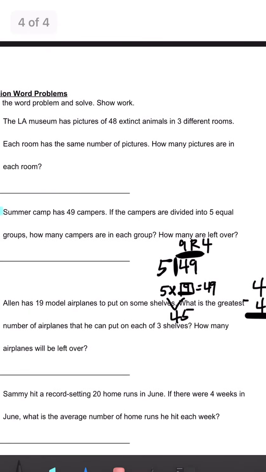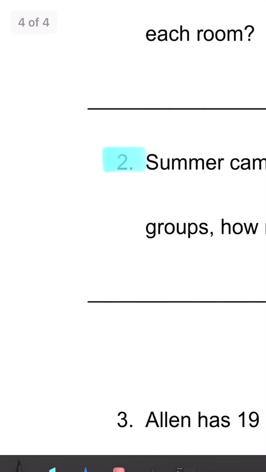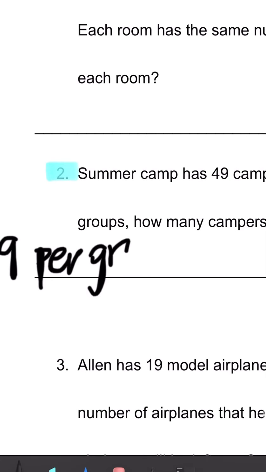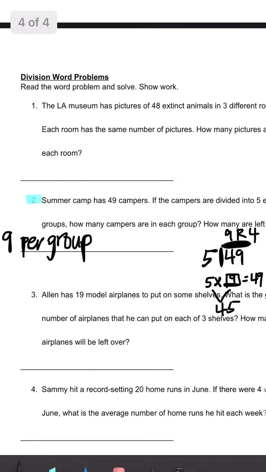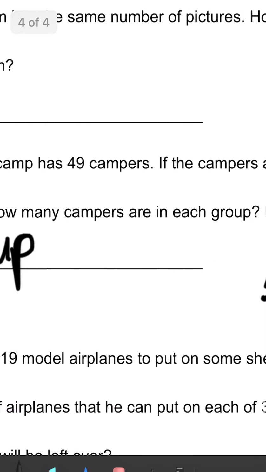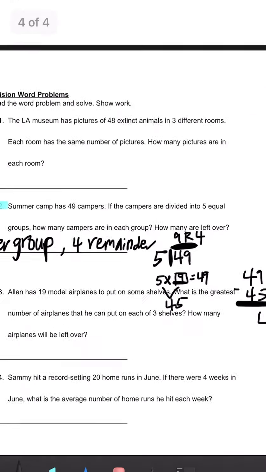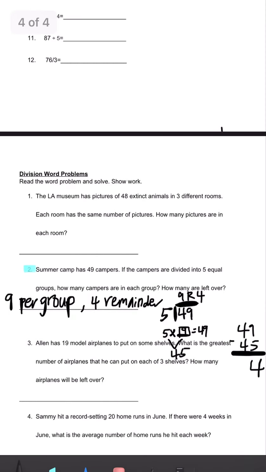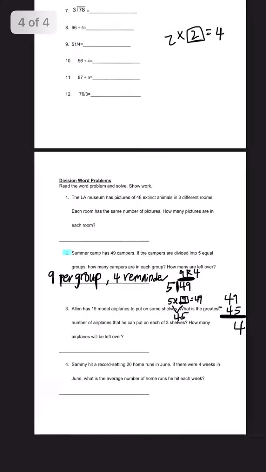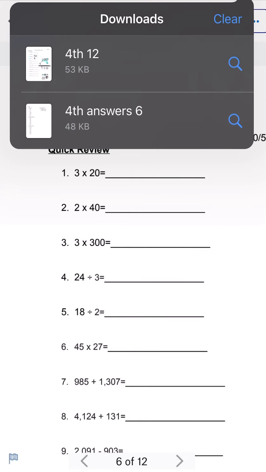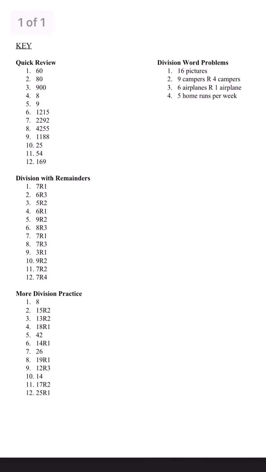So how many campers are in each group? We'll write 9 per group. And how many are left over? We wrote remainder 4, so we'll write 4 remainder. Okay, so go ahead and try the rest on your own. I'll put up the answer key now so you guys can check your work. Okay, good job, guys.